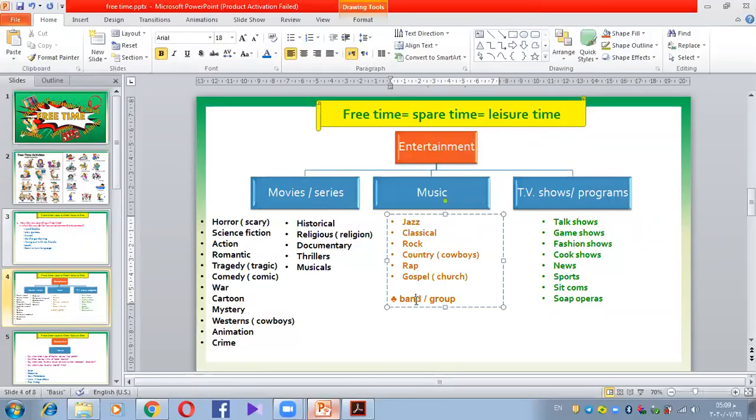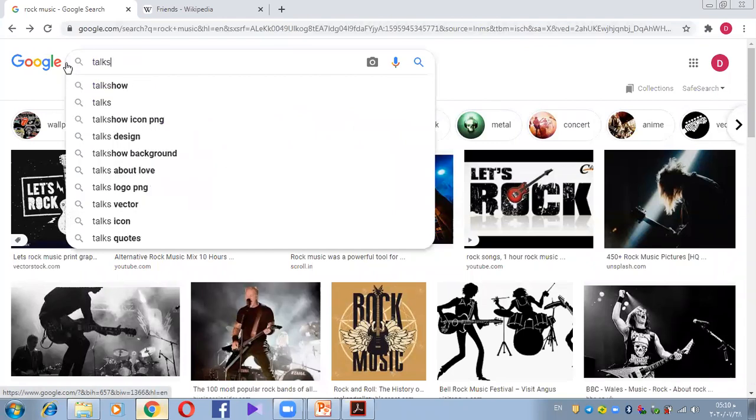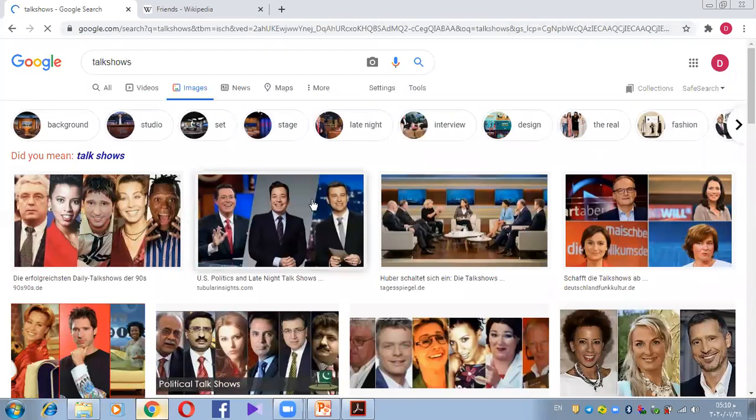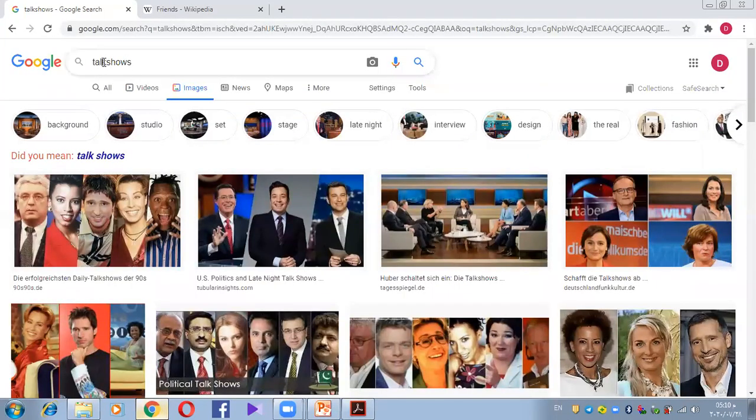Band or group means a group of people who sing together, like Whistle Ballad Band, for example. Okay? TV shows or programs, talk shows. What is meant by talk shows? Talk shows, it means when you find a lot of people discussing something, it's called talk shows.